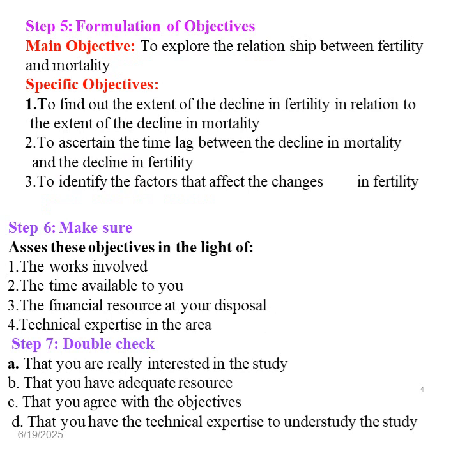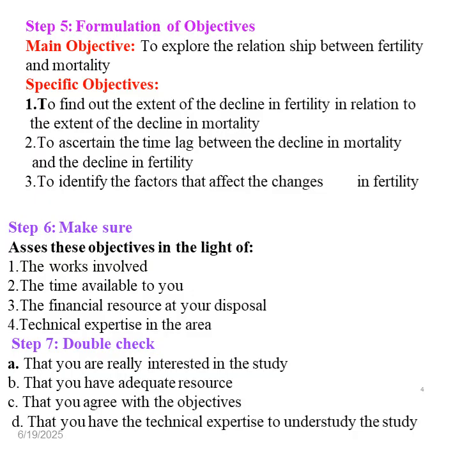Step 5. Formulation of the objectives. In formulating the objectives of the research, we have two types of objectives, as we know before. That is a general objective or main objective, and specific objectives, which are more categorized. In the general objective, as we said, we have to explain our title. So that is to explore the relationship between fertility and mortality. This is our general objective or main objective.